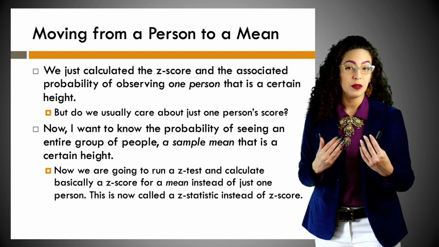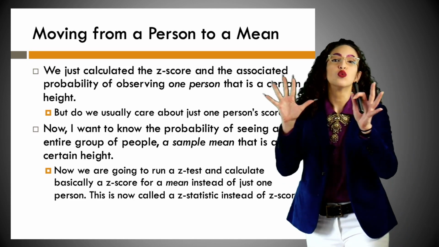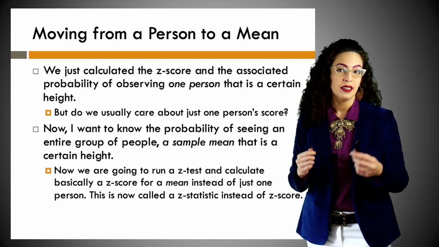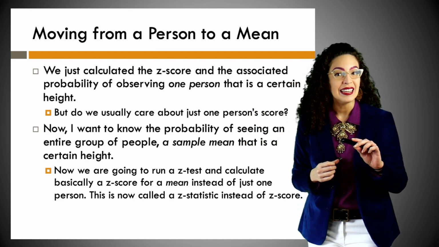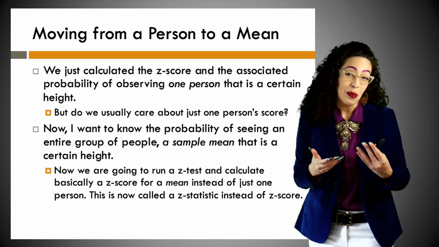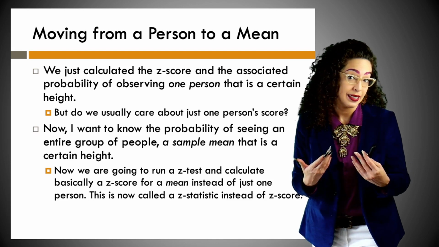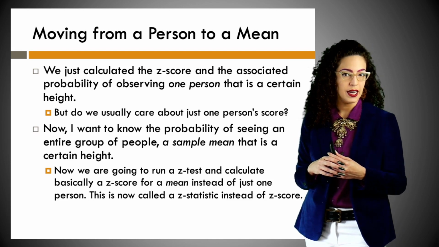So now I want to know the probability of seeing an entire group of people, a whole sample mean that is of a certain height. Now we're going to run a z-test and calculate a z-score for a mean, but now that z-score is called a z-statistic. So let's dive in.